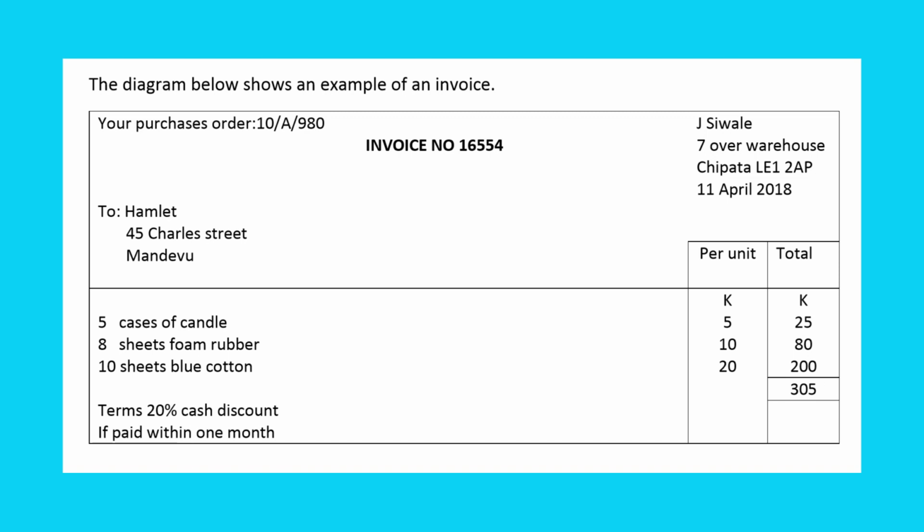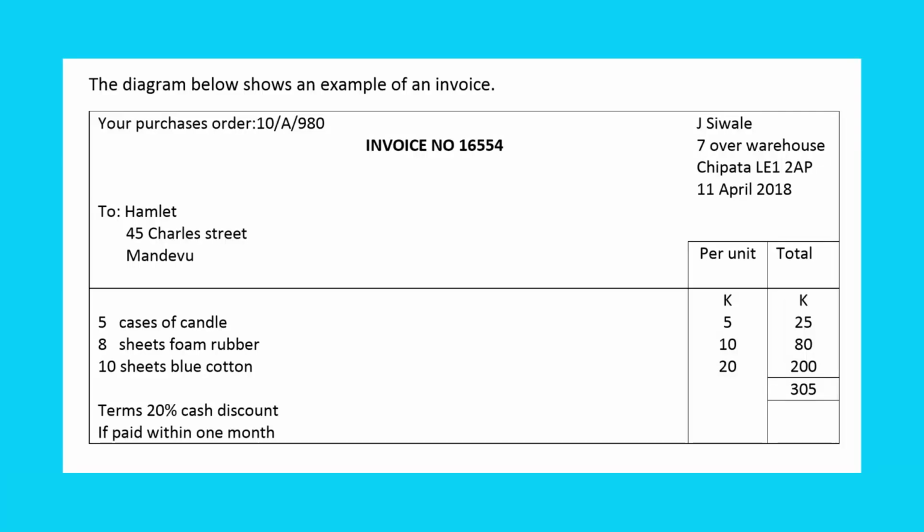Then it was going to the buyer. The buyer is Hamlet, and his address is 45 Charles Street, Mandevo. Then we have the unit and the total. Looking at the details, we have 5 cases of candle. Per unit it's 5 kwacha, so to find the total we say 5 multiplied by 5, and the total is 25.